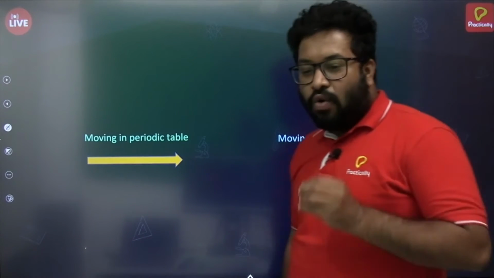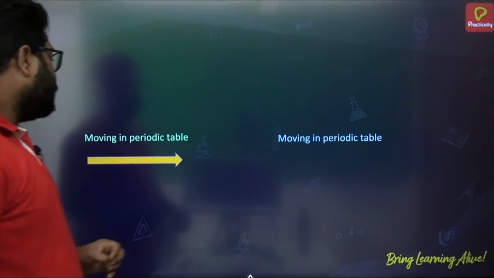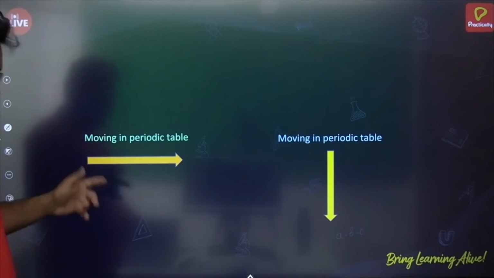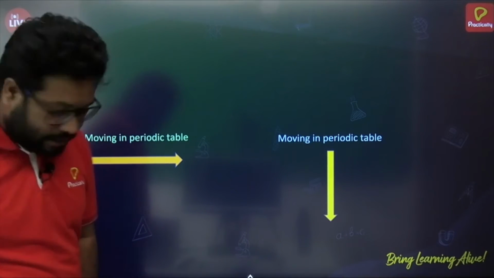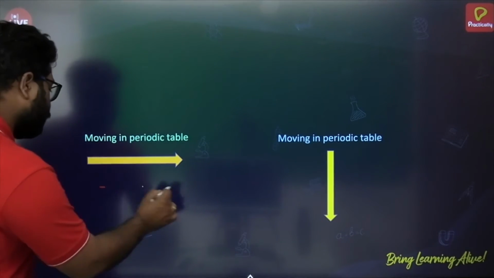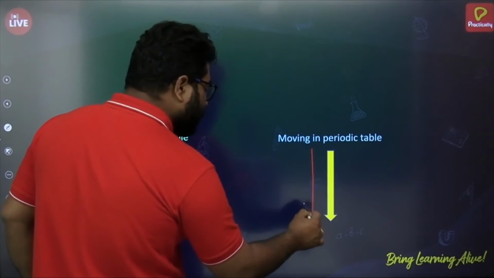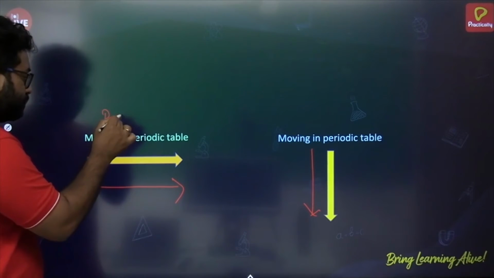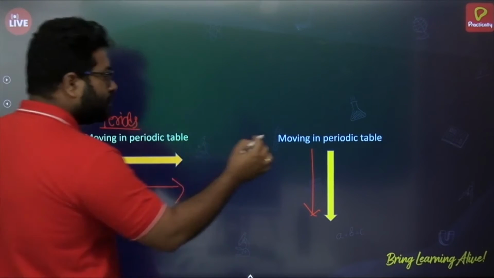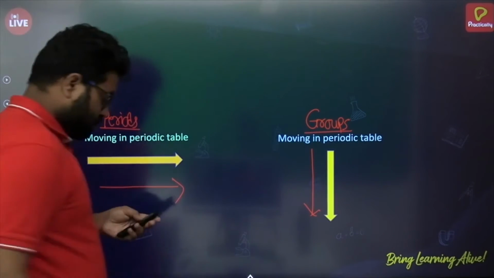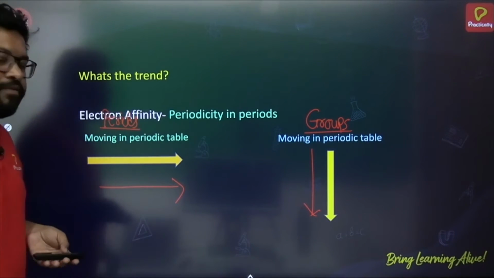Now we're going to see what happens when you move in the periodic table. Here you are moving from left to right, and here you are moving from top to bottom. Basically, this is in periods, and this is in groups. So, electron affinity in periods.